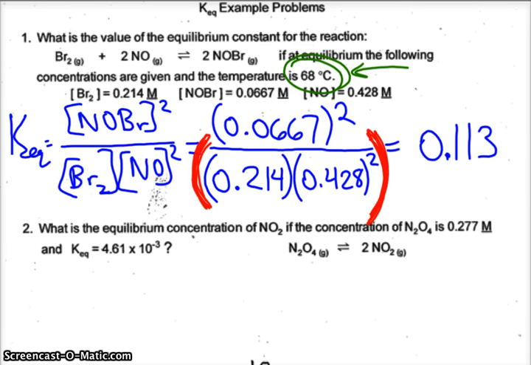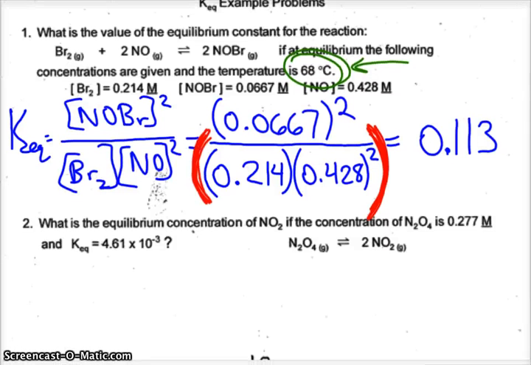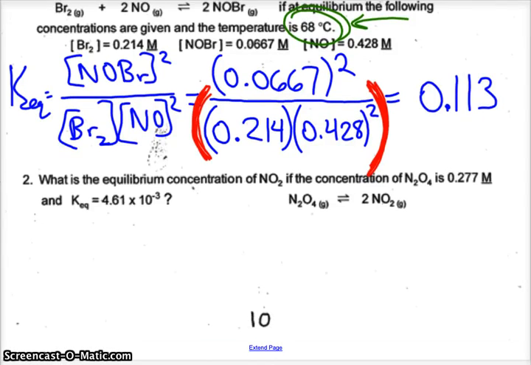When we give you these problems, there's always going to be a temperature there. You don't use it. It is extra information that doesn't go into the problem. It's just mentioned because if the temperature changes, so does the equilibrium constant. Number 2 asks us a different question. Number 2 asks, what is the equilibrium concentration if we have our KEQ value?